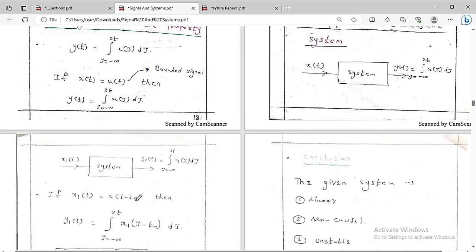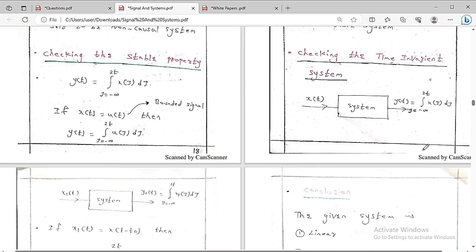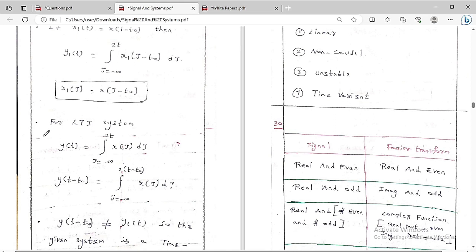For a time invariant system, I have already told you, if there is a delay in the input, the same amount of delay should also be present in the output. So the y of t expression we know. How do we get y of t minus t naught? Wherever t is there, we replace it with t minus t naught. For an LTI system, y of t is the integration from tau equal to minus infinity to t of x of tau d tau, and y of t minus t naught is the integration from tau equal to minus infinity to t minus t naught of x of tau d tau.